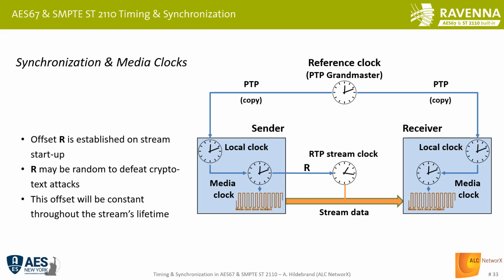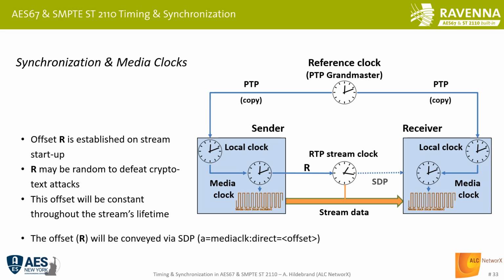However, it's of course vital that the offset I'm setting up for any individual stream remains constant for the lifetime of the stream. And of course, the receiver needs to know this value, otherwise it won't be able to correct for the random offset and align the stream with other streams.